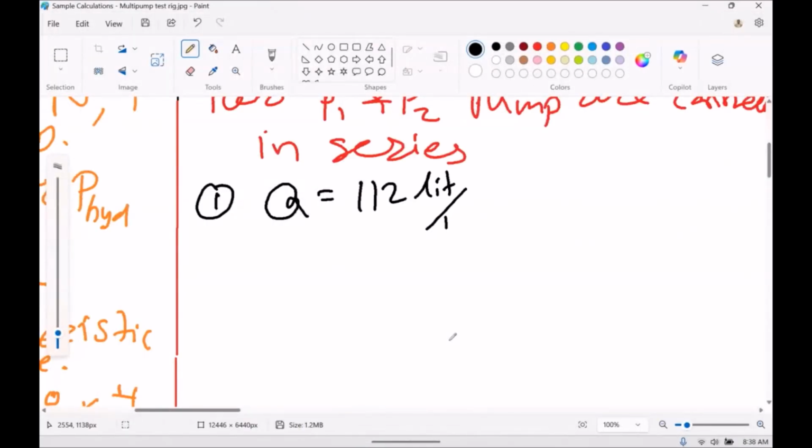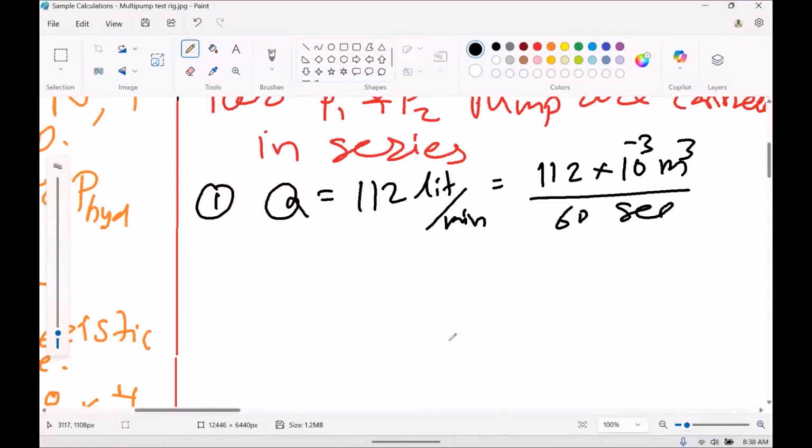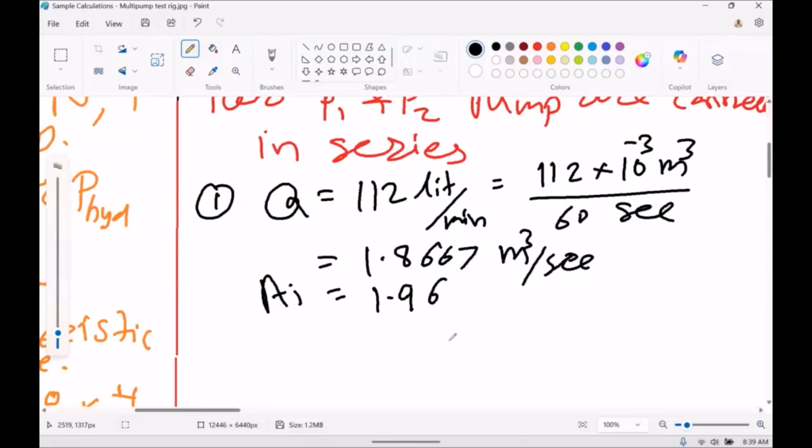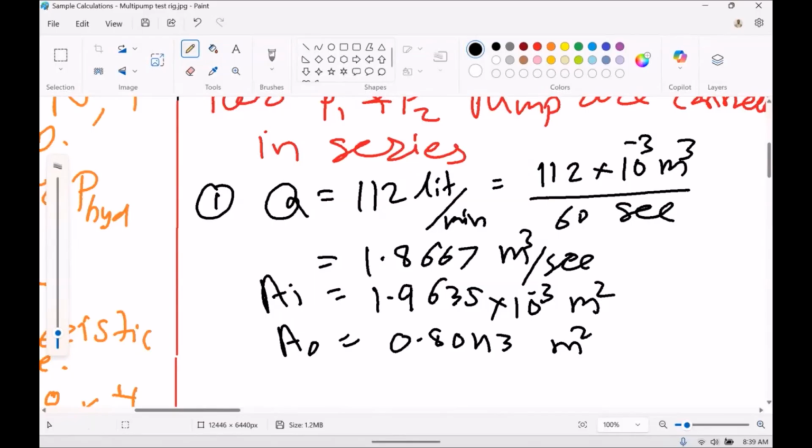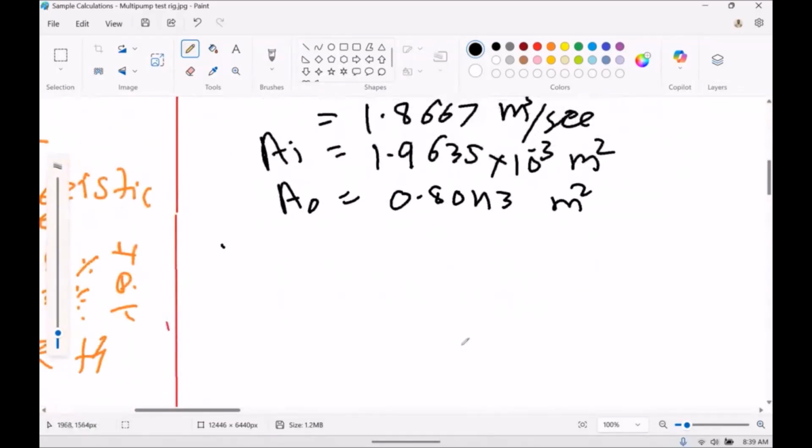112 liter per minute. I told you, convert it. Replace liter by 10 to the power minus 3 meter cube, divided by 60 seconds. Replace minute by 60 seconds, and here you will get the number 1.8667 into 10 to the power minus 3 meter cube per second. So this is the discharge, volume flow rate. Now we have area at inlet, 1.9635 into 10 to the power minus 3 meter square. Area at outlet we already calculated, 0.8043 into 10 to the power minus 3 meter square. Now I can find out velocity at inlet and outlet.